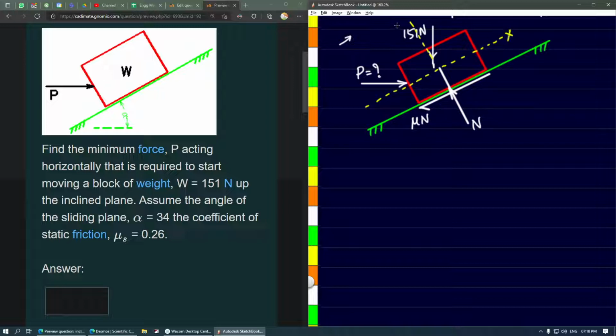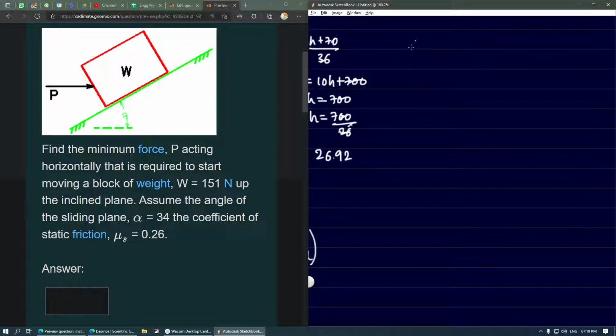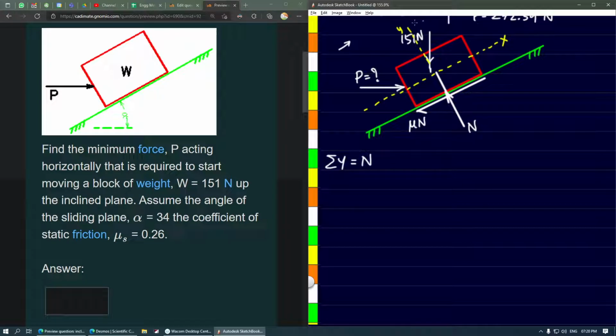Let us say this is X direction, this is Y direction, and these axes we will use as a reference to form our equations. The first equation we will form as summation of all the Y components of the forces. Now N is acting in the direction of Y, positive, so it is N. Then component of the weight 151, that is in Y direction, is W cos of the angle. The angle being alpha. So this angle over here is alpha, and the value of angle has also been given in the question, that is 34 degrees.